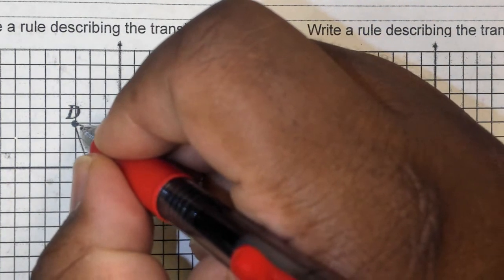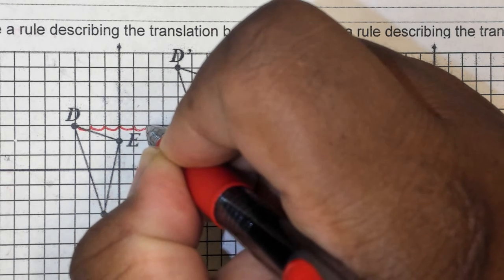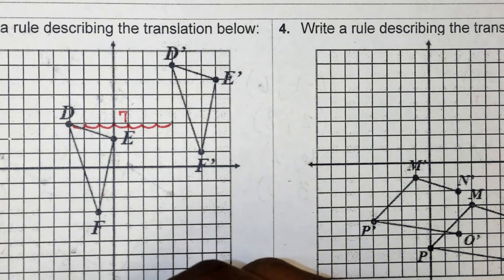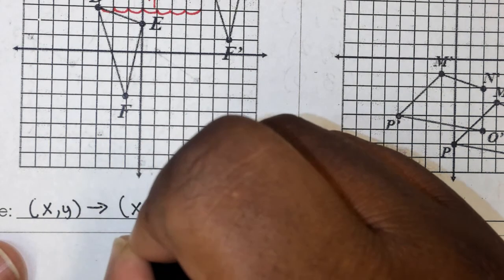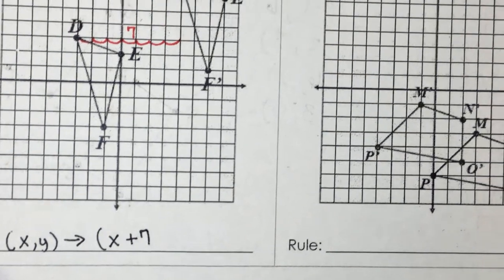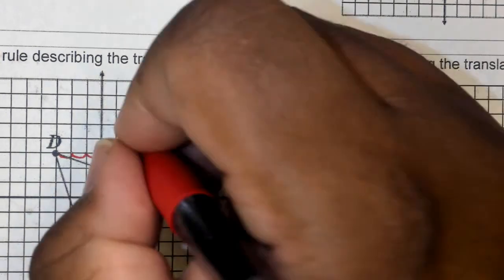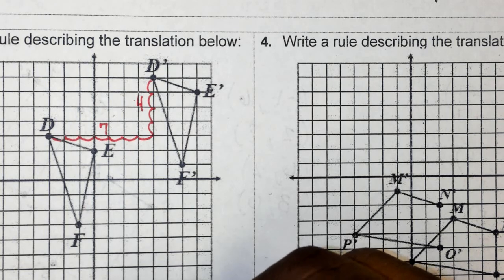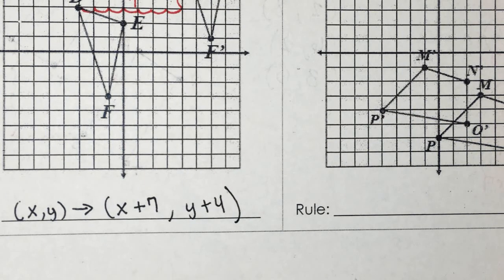So from D to D prime, Tim, what was your horizontal change? 7. So 1, 2, 3, 4, 5, 6, 7. Yeah, we lined up under D. Was this a +7 or a -7? So down here on my rule, I got XY maps to X + 7. Tim, what's my change in Y? +4. You went up 1, 2, 3, 4. So Y is Y + 4. So my translation would have been this: XY maps to X + 7, Y + 4.